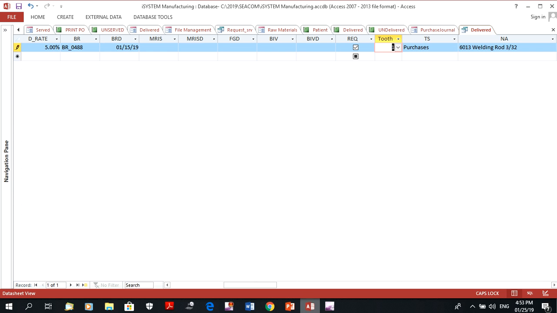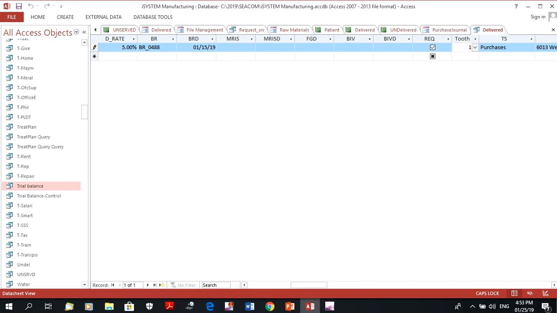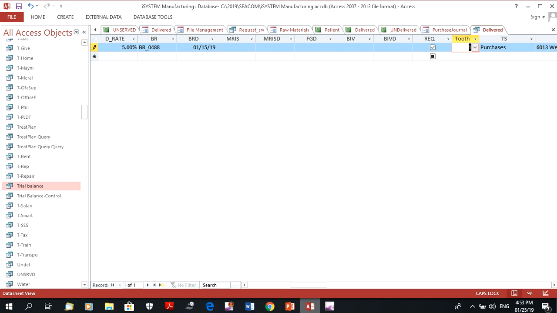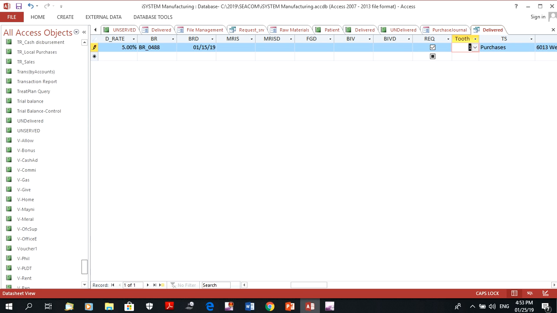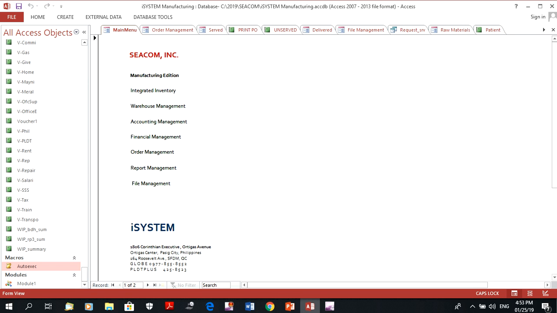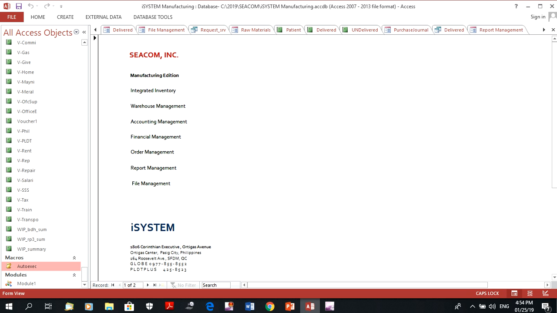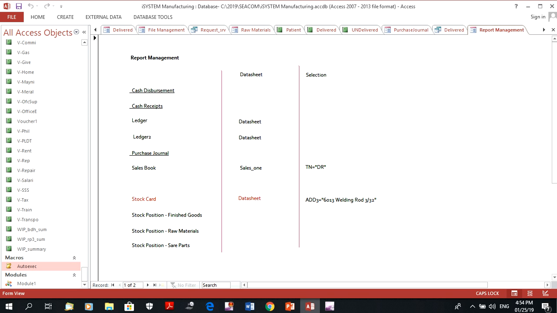So let's review what is a stock file. Why does it give you this stock card? Or better yet, let's look at the stock card. Okay. So the stock card is a report. So you go to report management. Okay. It's too fast. Okay, there. That's your stock card.